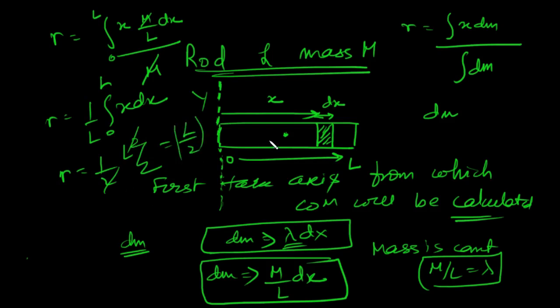So you see the center of mass is at distance L by 2 from this axis. Do you know what L by 2 from this axis is? This is the midpoint. Hence we get the center of mass as the midpoint of the rod. You have to solve these things, and this is the general proof of the center of mass.